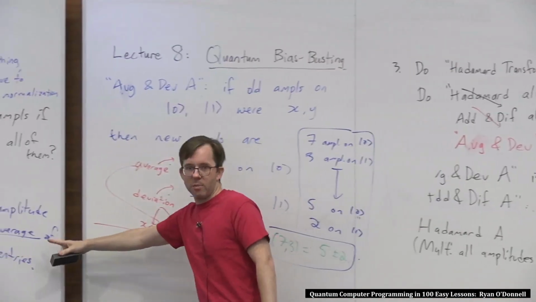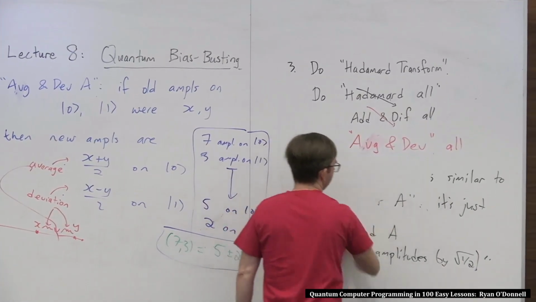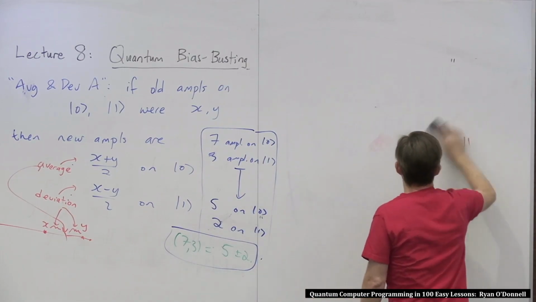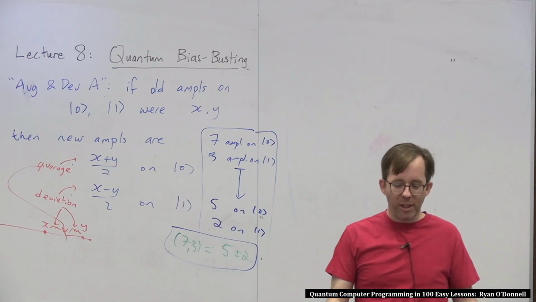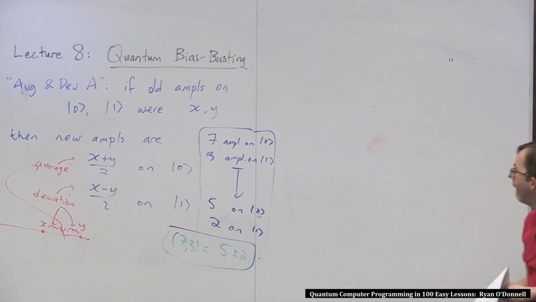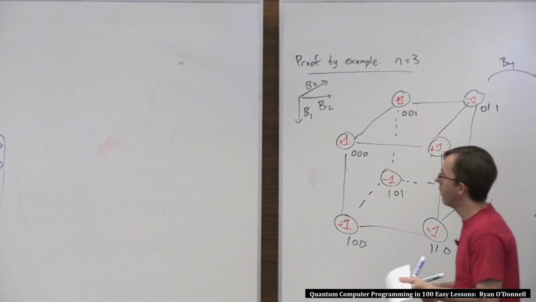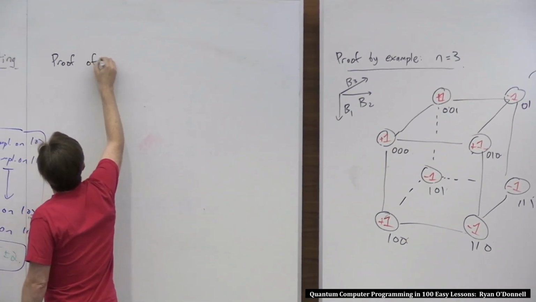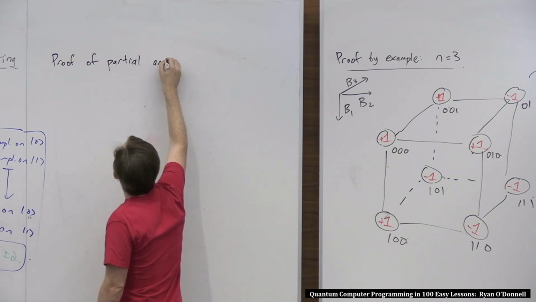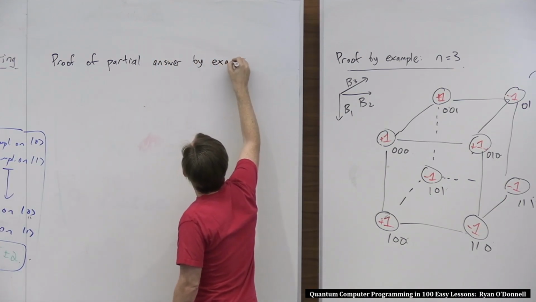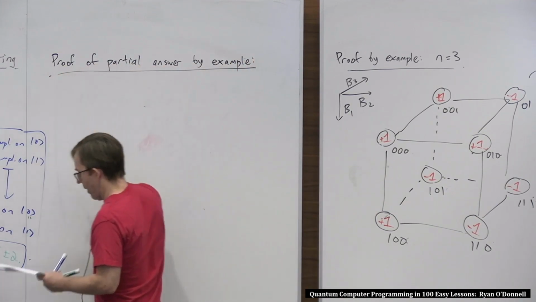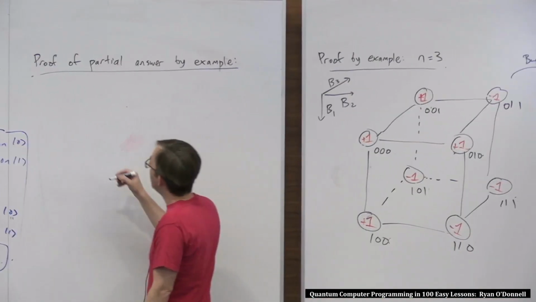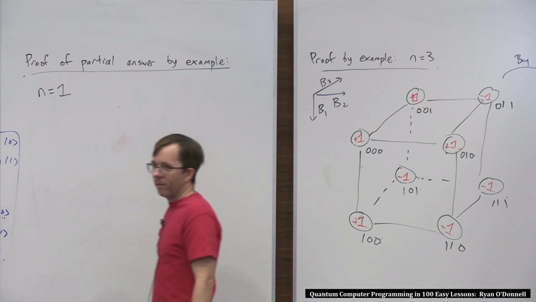Yeah, I now want to justify this partial answer. And similarly, I'm going to do it by example. I'll do an example up to n equals 3, and then you'll be like, okay, yeah, I get it. So let's do the proof of the partial answer by example. I'll do it by considering n equals 1, then n equals 2, then n equals 3, and so forth. So let's just imagine n is 1.